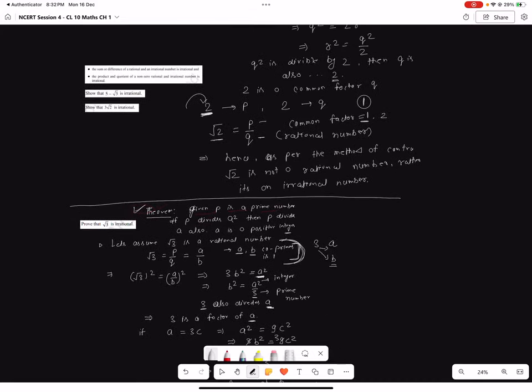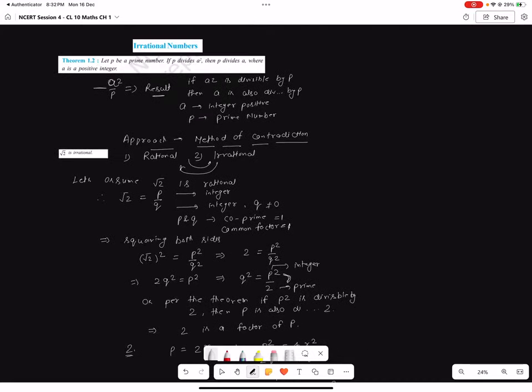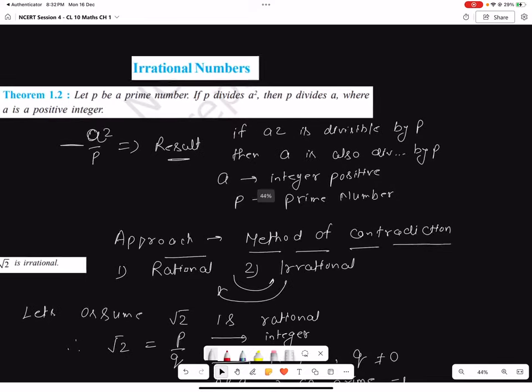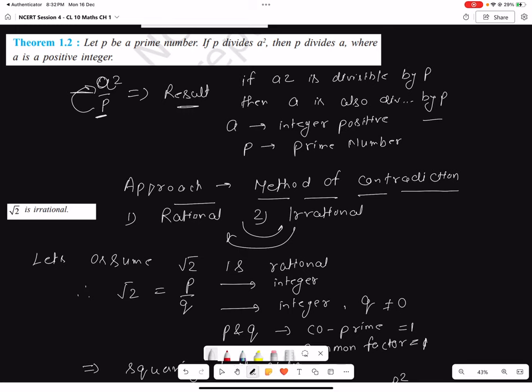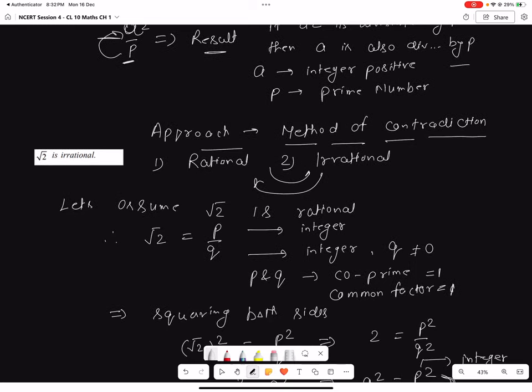So we looked at this theorem. Let's go to the top. This theorem says if a is a positive integer, and p being a prime number, if p divides a squared, then p also divides a. So that means we can use this theorem to prove some irrational numbers. And how we have proven that, we have used the method of contradiction.